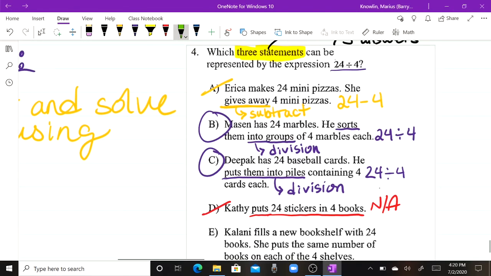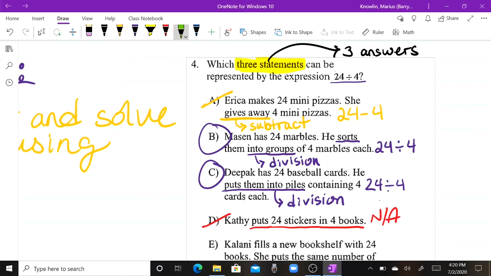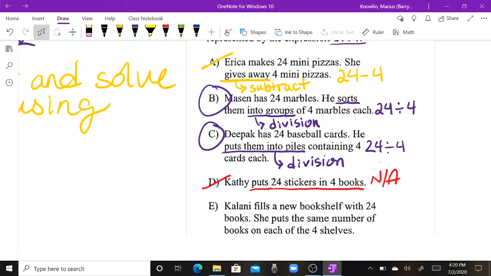Now, by process of elimination, we kind of already know the last one is an answer, but let's just double check. It says Kalani fills a new bookshelf with 24 books. She puts the same number of books on each of the 4 shelves. Once again, if I'm putting the same number of books, this represents division because it's a form of grouping and sharing or splitting things evenly. So when you have a situation like that, once again, this would represent 24 divided by 4 in terms of if I wanted to figure out how many books she's putting on each shelf.